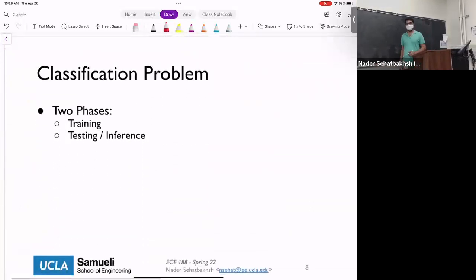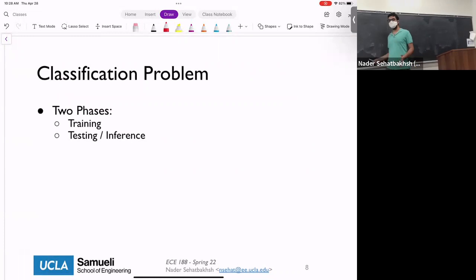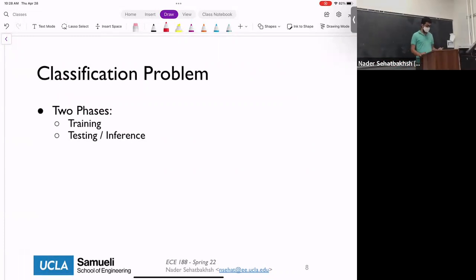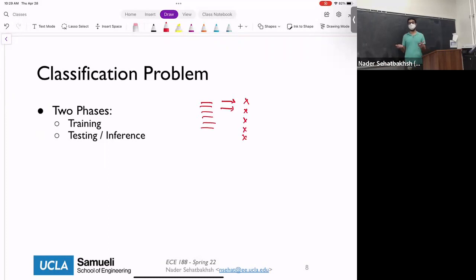All right. So now let's focus on the classification problem, which is a subset of supervised learning. As most of you already know, usually for a classification problem, we have two phases. We have the training and we have the testing. Usually for the testing, we call it inference. So the idea is, as I said, we have a bunch of data and we have a bunch of different labels, and we already know this mapping. So we call it labeled data.